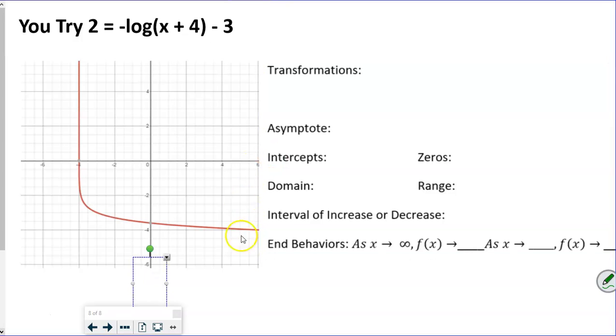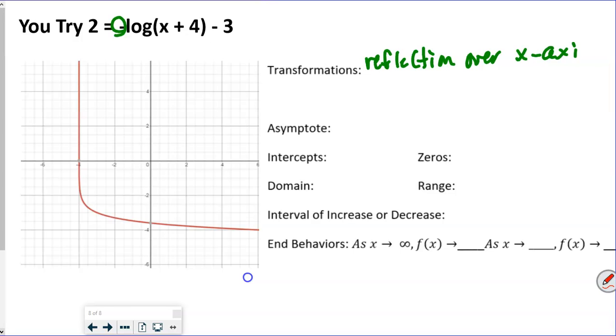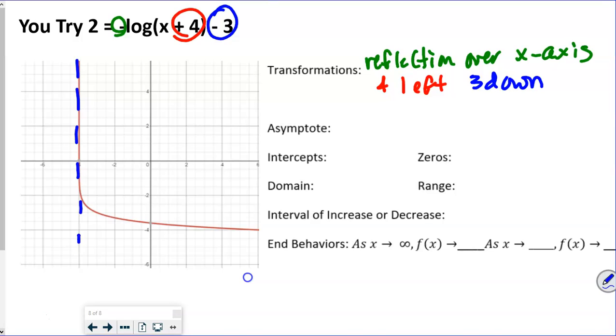All right, so here's our try. Go ahead and do this and come back to me when you're done. So here again, this is a reflection over the x-axis. Then this plus 4 is going to be 4 left. And this minus 3 is going to be 3 down. Okay, our asymptote's right here. We can see where it is. It's a vertical asymptote, right? So that's going to be x is equal to negative 4, and that's because we're moving 4 to the left.